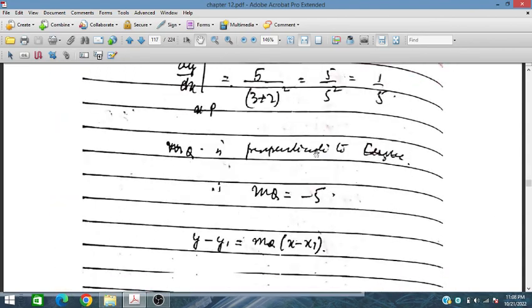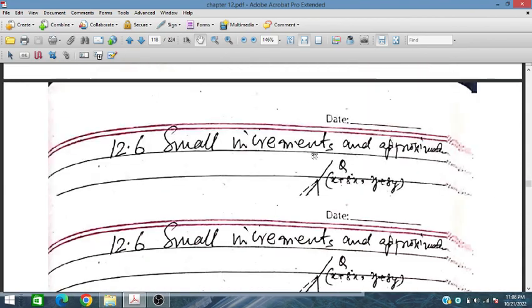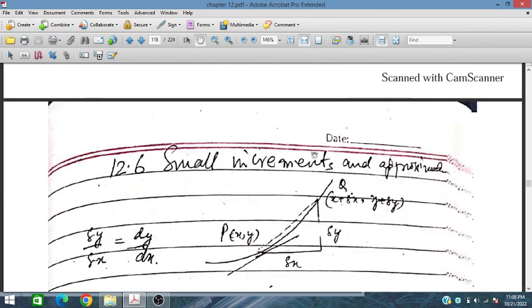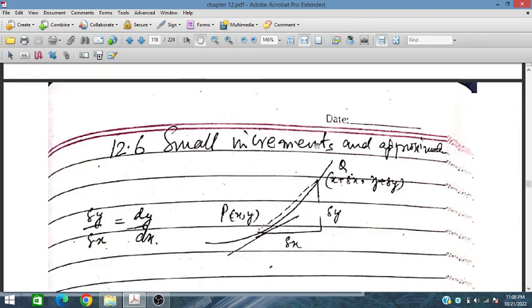Similarly for problem 13, you can obtain these things very easily. So in the next session we will cover 12.6.